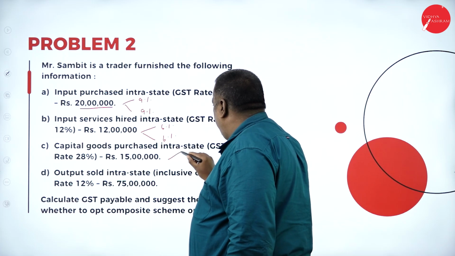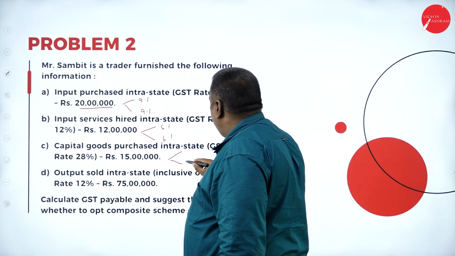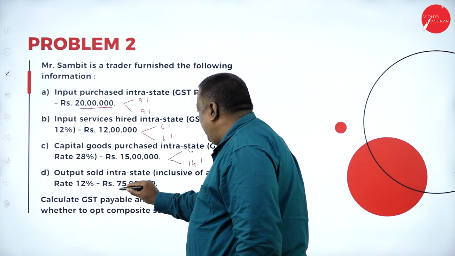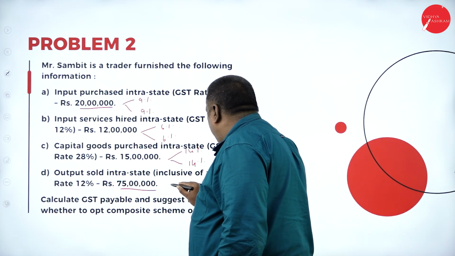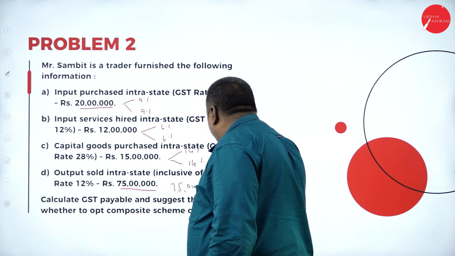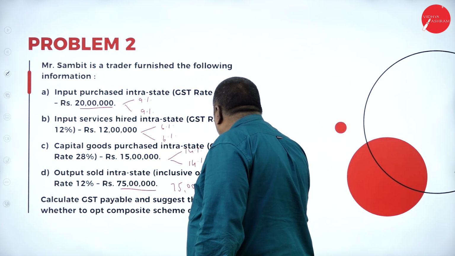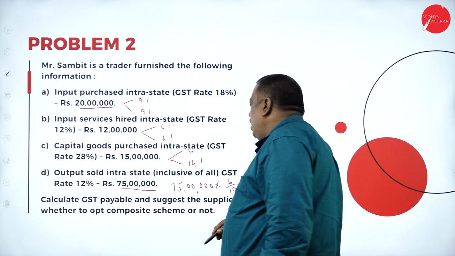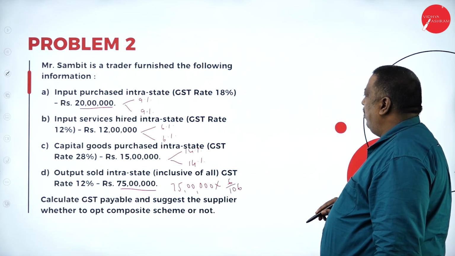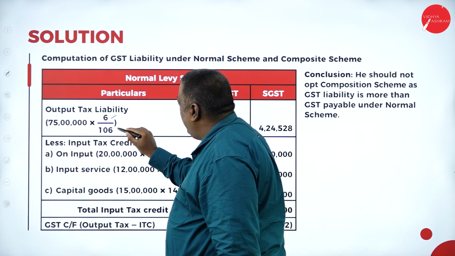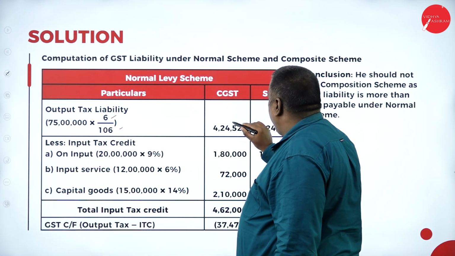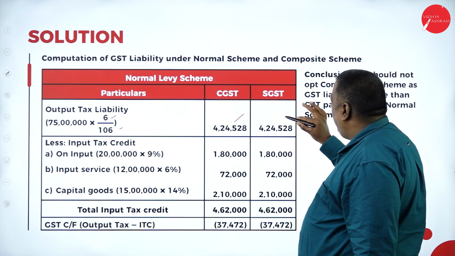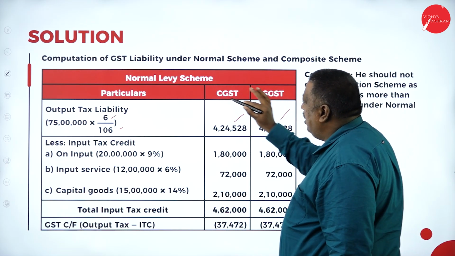15 lakh that will be intra, so 14%, 14%. 75 lakh inclusive. So here 75 lakh into 6 by 106. Now 75 lakh into 6 by 106 will be 4 lakh 24,528 for CGST, 4 lakh 24,528 for SGST under normal scheme.